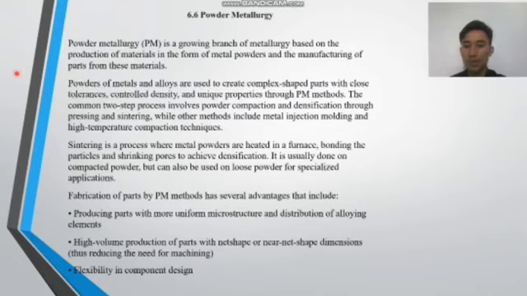Fabrication of parts by PM methods has several advantages that include producing parts with more uniform microstructure and distribution of alloying elements, high volume production of parts with net shape or near net shape dimensions, thus reducing the need for machining, and flexibility in component design.